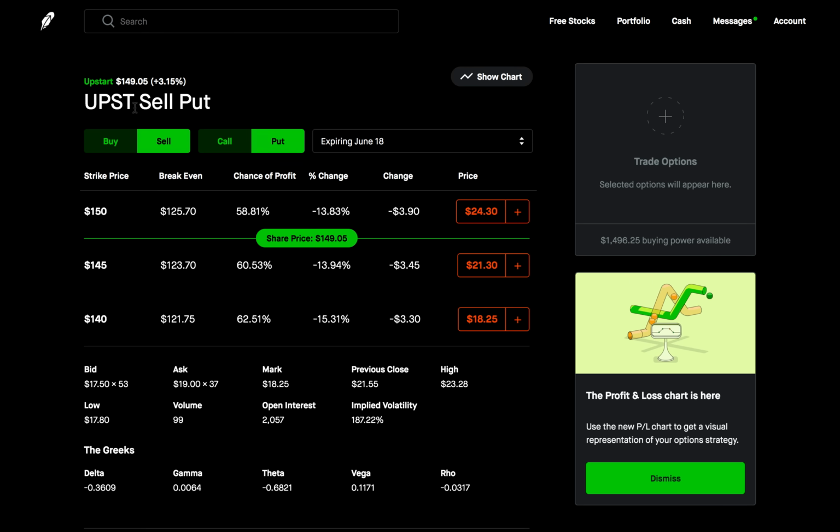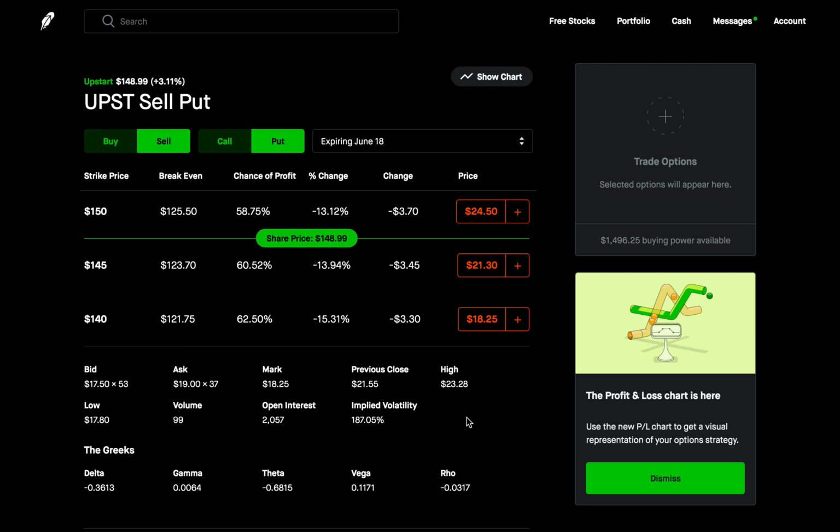And if on June 18th, Upstart is above $140, then this expires worthless. You just made a 13% return. If it is below 140, you get to buy 100 shares at 140. But again, you were already wanting to buy this stock anyways, so that shouldn't be a huge concern. But again, you should only be doing this with companies that you're already looking to buy, you're bullish on, you think have huge growth in the future. But we're taking advantage of the fact that the premiums are very inflated and they're very high because implied volatility is very high here. And we talked about how that affects the price of the options here.